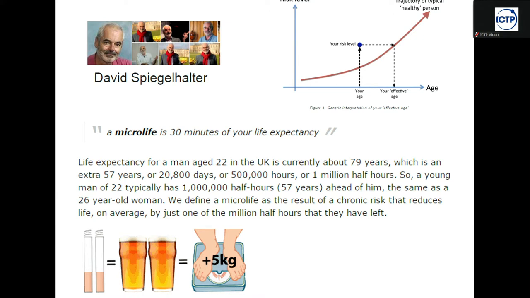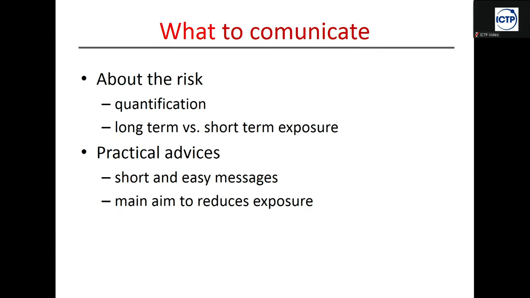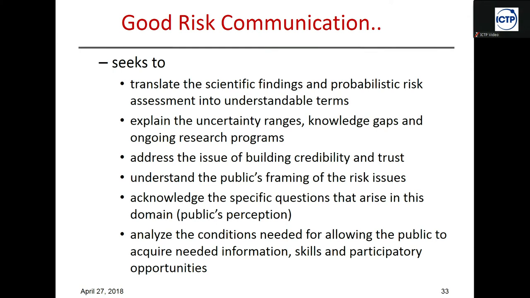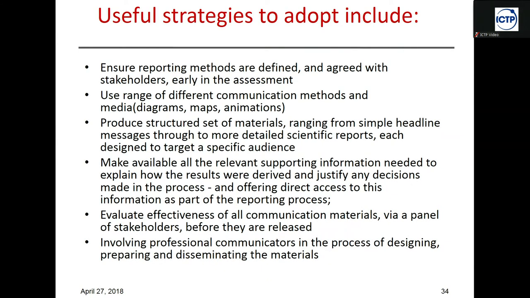There are different ways of explaining the risk. Everybody can explain the dose-response relationship. This is the Spiegelhalter explanation, more detailed about the person-time and the risk. But look at this, it is very clear: 2 cigarettes are equal to 2 beers, which means 5 kilos more if you keep on consuming. So sometimes, especially if you talk to non-specialized people, it's good to use some examples to make it clearer.